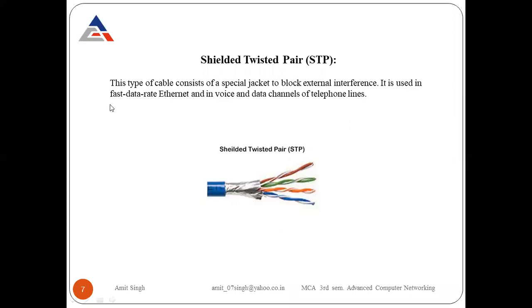It is used in fast data rate Ethernet and in voice and data channels of telephone lines. Whenever we are using fast data rate in Ethernet, whenever we are using the internet in local area networks, where we send the data in the form of voice and the data channels of telephone lines. Telephone line means whenever we are using internet services through telephone lines, then we are using the shielded twisted pair. This is all about the shielded twisted pair cable.